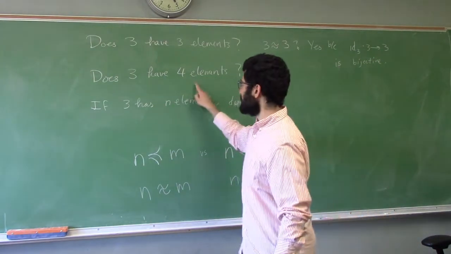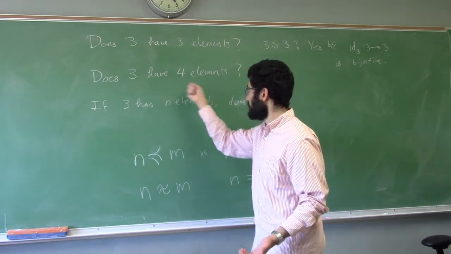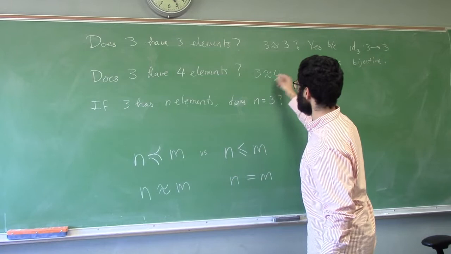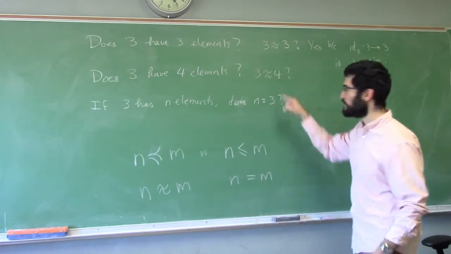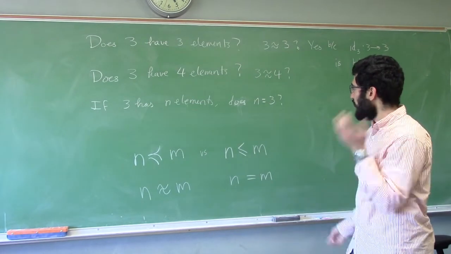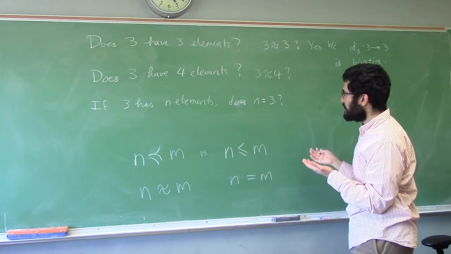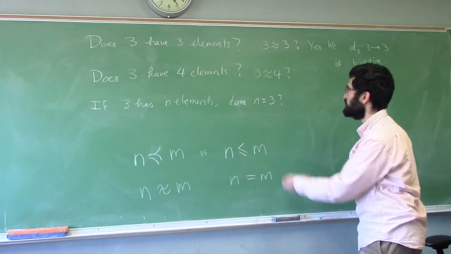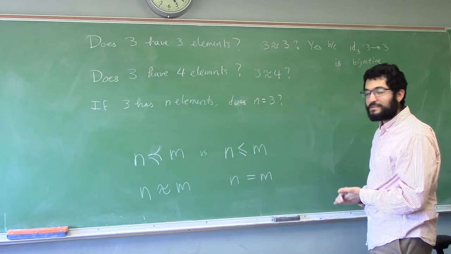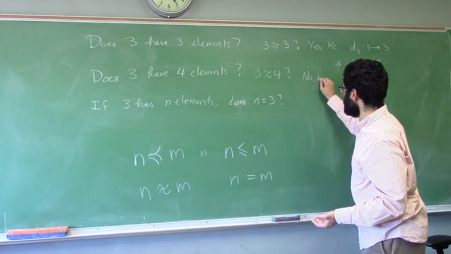Does 3 have 4 elements? Just because I've proven 3 has 3 elements, that doesn't mean 3 cannot also have 4 elements. 3 has 4 elements means 3 is in bijection, or has the same cardinality, as 4. This is a little bit more difficult, actually. I know there exists a bijection from 3 to 3, like here's one, the identity on 3, but how do I know there doesn't also exist a bijection from 3 to 4, or a bijection from 4 to 3? How do I know that? So the answer is no, but why not?